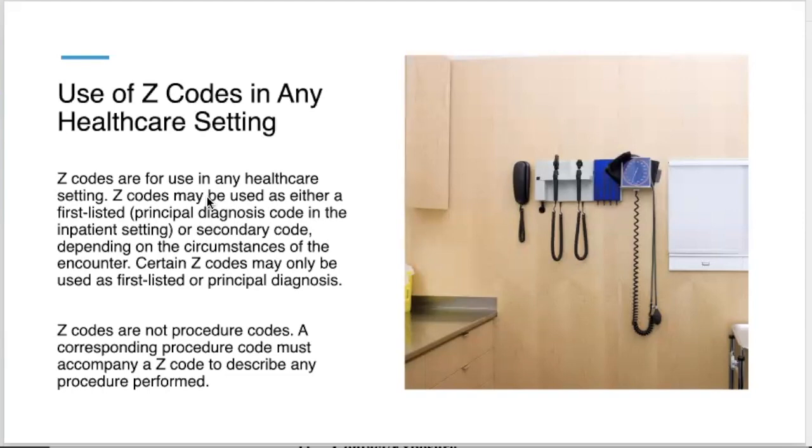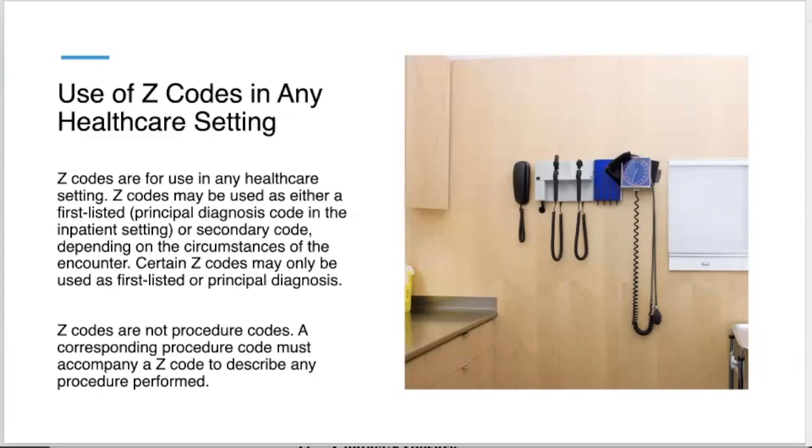Z codes are for use in any healthcare setting. Z codes may be used as either a first listed or principal diagnosis code in the inpatient setting, or a secondary code depending on the circumstances of the encounter. Certain Z codes may only be used as first listed or principal diagnosis. Also, Z codes are not procedure codes. A corresponding procedure code must accompany a Z code to describe any procedure performed.